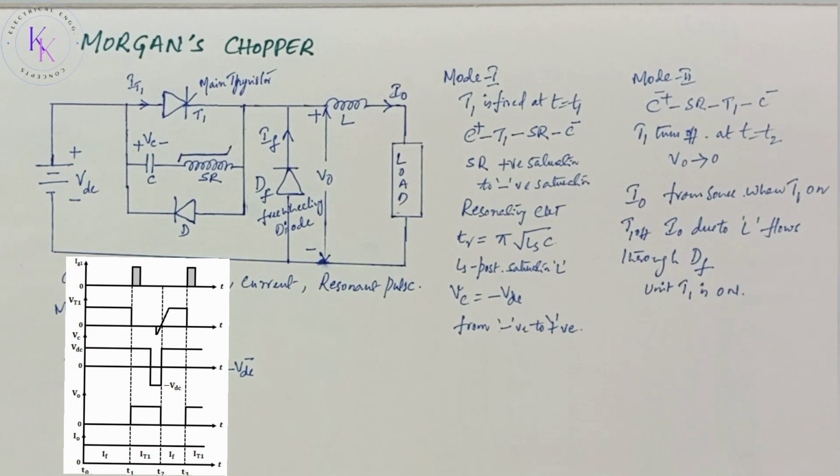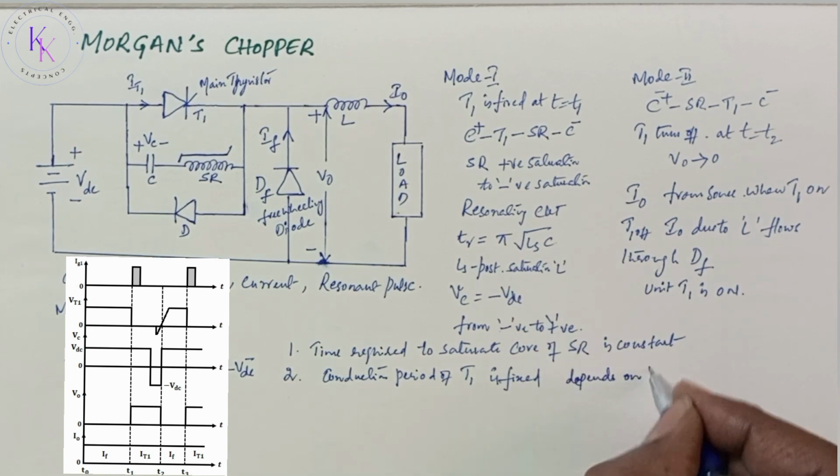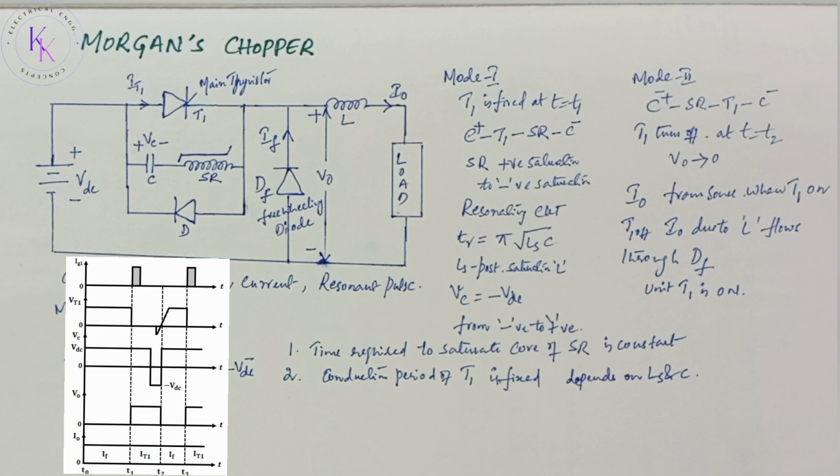is triggered again. So the overall summary of the Morgan chopper is, first, the time required to saturate the cores is constant. Second, the conduction period of T1 is fixed and depends on Ls and C. Ls is the post-saturated inductance, as TR is dependent on Ls and C, and is determined by the time required by the saturable reactor to change from positive to negative saturation and vice versa. The third point is that the on time of T1 is constant as the core saturation depends on TR.